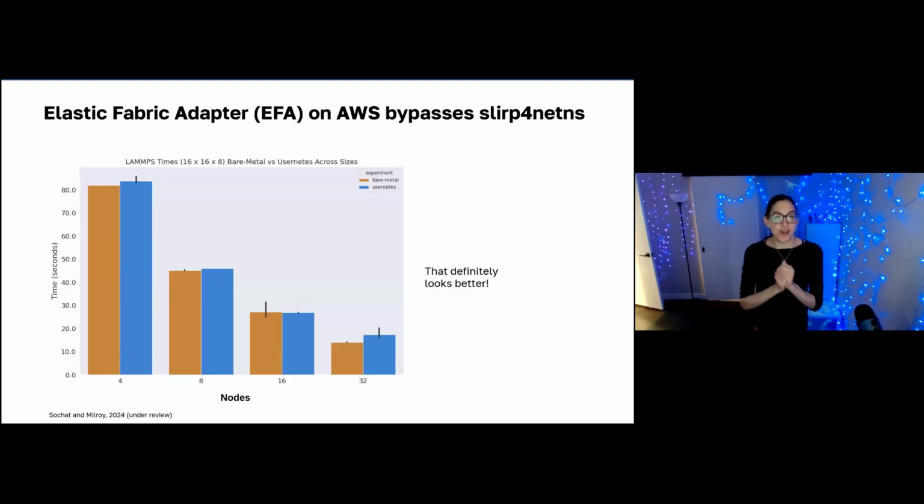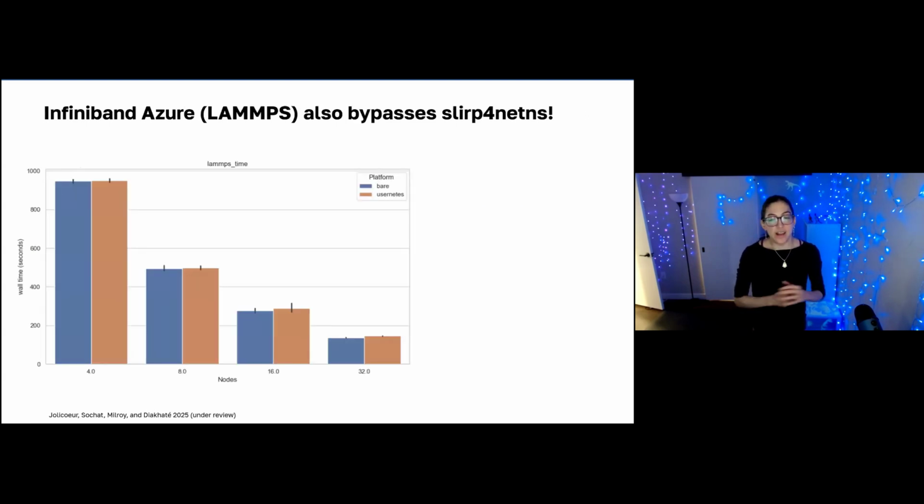Going back now to running it with EFA on AWS, this is what we saw across the scale. So you'll notice that the performance in terms of the duration of the job, this is LAMMPS for a 16 by 16 by 8 problem size, it's very similar up to size 32. Then we start to see some overhead for Usernetes. We are still investigating that. The same is true for InfiniBand, maybe to a slightly lesser extent at the largest size.